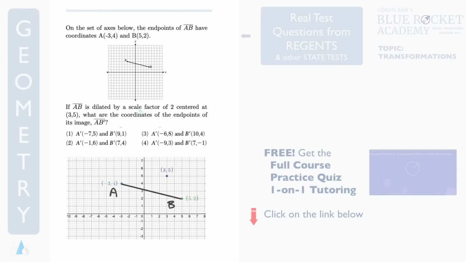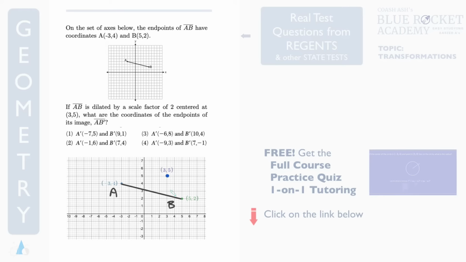This is a super important problem about dilation around a certain point. So let's see how we can do this. There are two important things. First of all, this line is dilated by a factor of 2. And where is it centered? It's centered at 3, 5. So I've drawn it over here. This diagram, I've just clarified it over here.